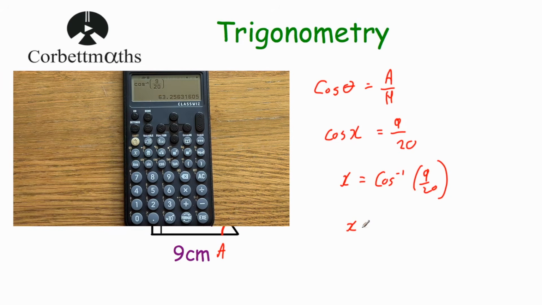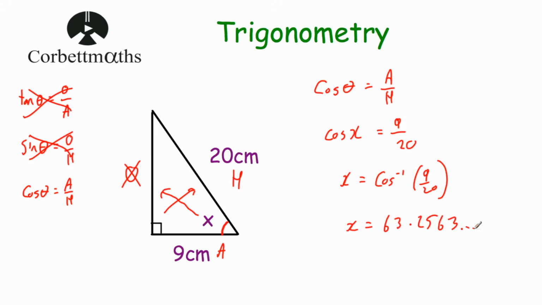And we get that x is equal to 63.2563 and so on degrees. So the size of that angle, x, is equal to 63.2563 and so on degrees. And we can round that. Let's round that to 2 decimal places. So that means that x is equal to 63.2, and now we've got 5/6, so let's round up. So that'll be 63.26 degrees to 2 decimal places. And that's it. So that's the size of that angle.